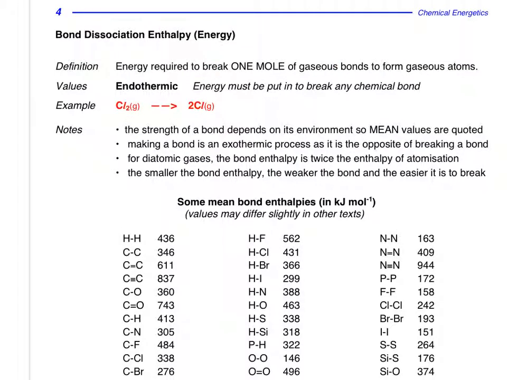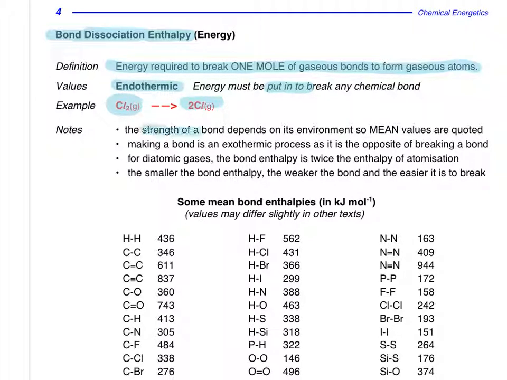This next definition isn't actually an enthalpy change, it's your bond dissociation enthalpy. So that is the enthalpy required to dissociate, to break up a bond. So the energy required to break 1 mole of gaseous bonds to form gaseous atoms. This is always going to be endothermic, so you've got to put in energy in order to break a chemical bond. So an example is going from the Cl2 where it's bonded together to the separate Cl atoms.